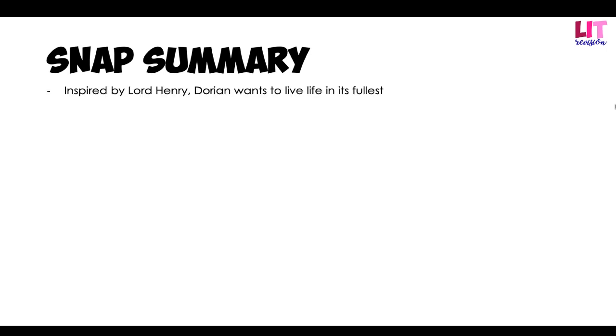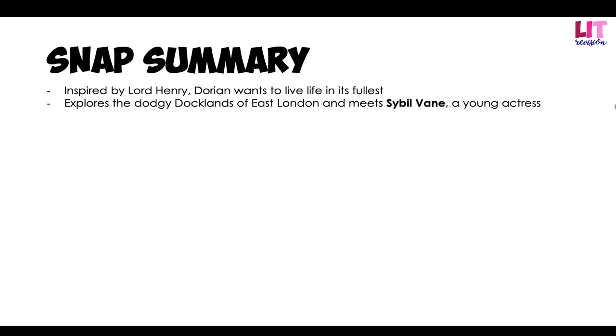Inspired by Lord Henry, Dorian begins to seek every experience of life. He goes to parts of London that some people of his social stature never see, and finds a shabby theatre performing Shakespeare. Here, he falls in love with Sybil Vane, a beautiful young actress who embodies Shakespeare's heroines.